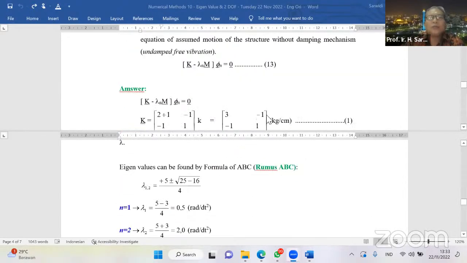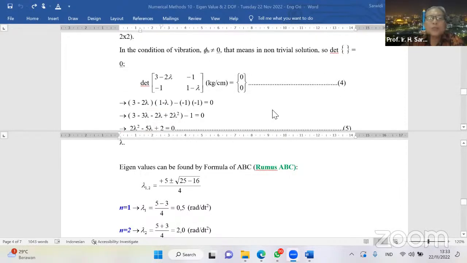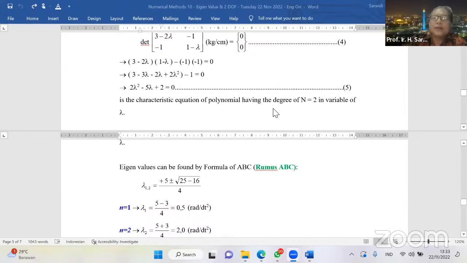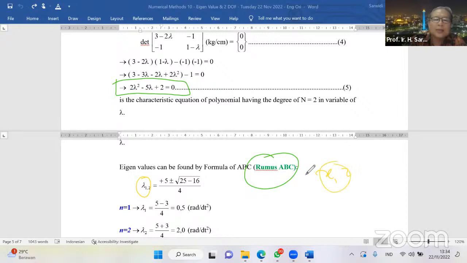Next, if you have the quadratic equation here, you can solve it by using the ABC rule, very famous since junior high school, high school. So you will have two values, lambda 1 and lambda 2. Usually we use x1, x2. Because there are two solutions here, plus and minus.